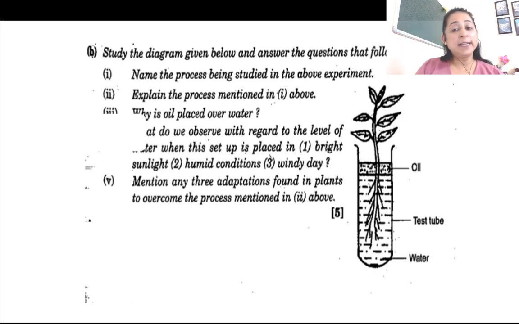First: name the process being studied here. The answer is transpiration. Wherever there is oil over the test tube, it is a transpiration experiment. If there is no oil and roots are there, that is absorption by roots, but if there is oil over it, it will be transpiration. So the process is transpiration. Explain the process: the definition of transpiration is loss of water from the aerial parts of the plant in the form of water vapors. Why is oil placed over water?